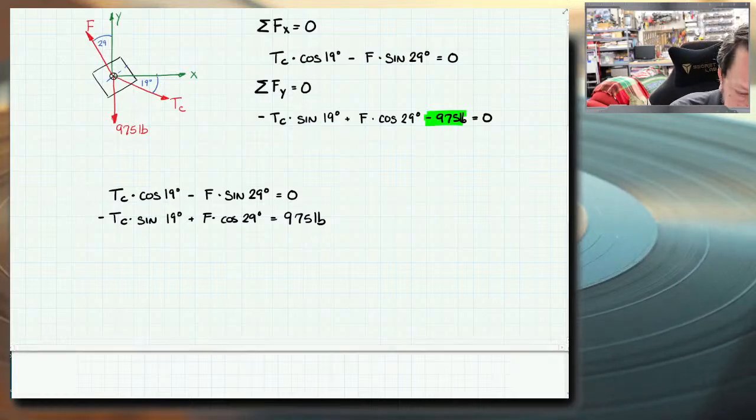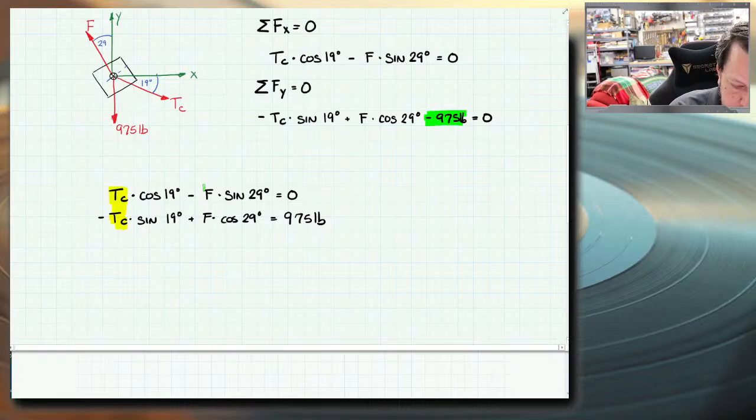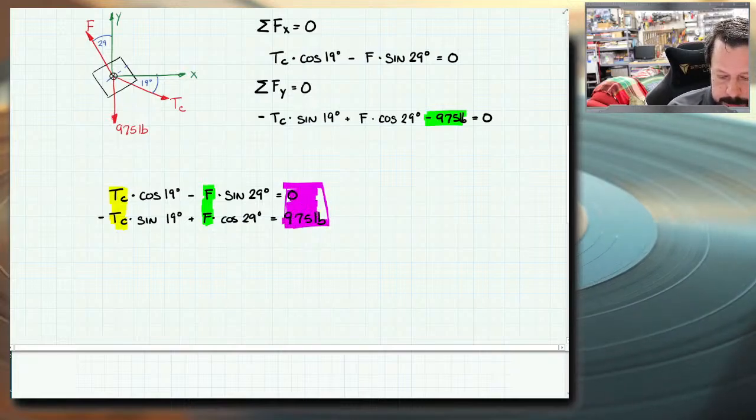First of all, I've got all the TC variables lined up in a column, and I've got the F variables lined up in a column. So my variables are aligned in these columns. And then I need another highlighter. Here we go. The numbers that aren't associated with variables, these constants over here, I've got them all isolated on the other side of the equal sign.